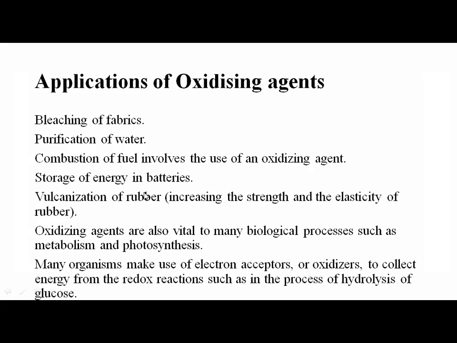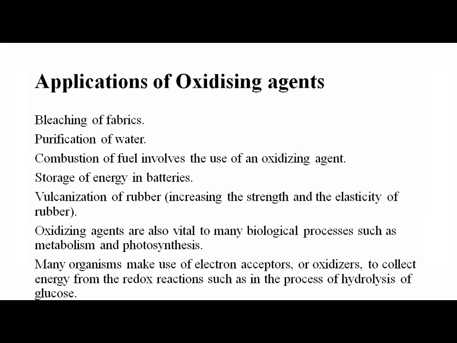Vulcanization of rubber means what? Natural rubber does not have great strength or elasticity. Therefore, natural rubber is mixed with sulfur or a sulfur-containing compound in order to increase the strength and elasticity of the rubber. That is called vulcanization of rubber, and that also involves an oxidizing agent.